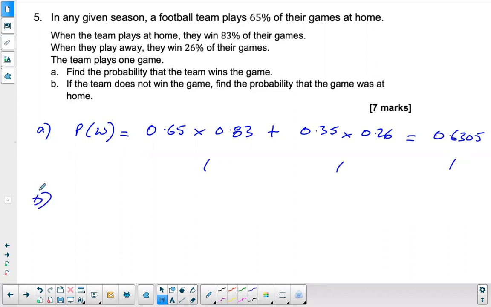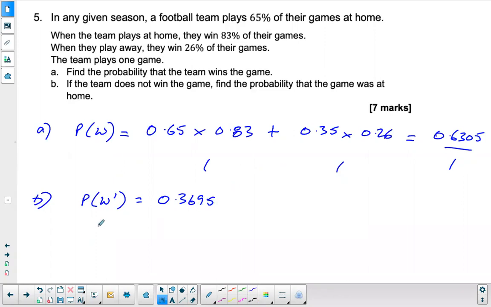Then we're going to find out if they do not win the game, find the probability that the game was at home. So the first thing you need to figure out is what's the probability that they don't win. The probability they don't win is 0.3695, which you get by doing 1 take away that, because if they win, that's the probability. So the probability they don't win must be the complement of that.